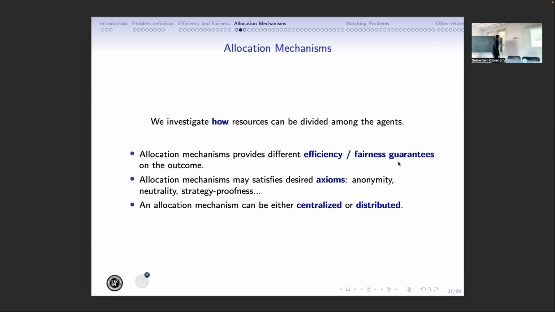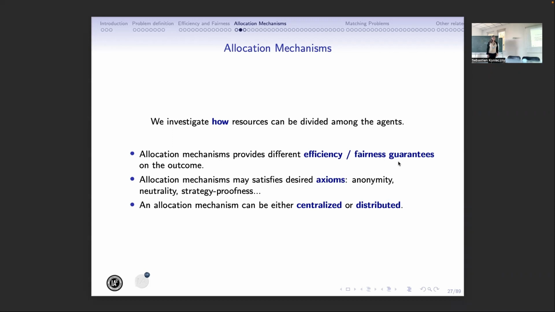And we will also talk about strategy proofness. So a mechanism is said to be strategy proof if no agent has an incentive to misreport, to lie about his true preferences. So it does not have an incentive to try to manipulate the outcome of the mechanism. So we will see that the various mechanisms satisfy or do not satisfy some of these axioms.